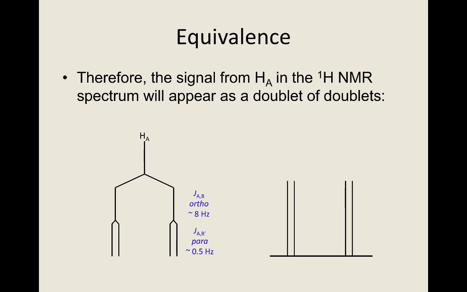The signal from HA in the proton NMR spectrum will appear as a doublet of doublets, because it has both ortho and para coupling constants to the B protons.